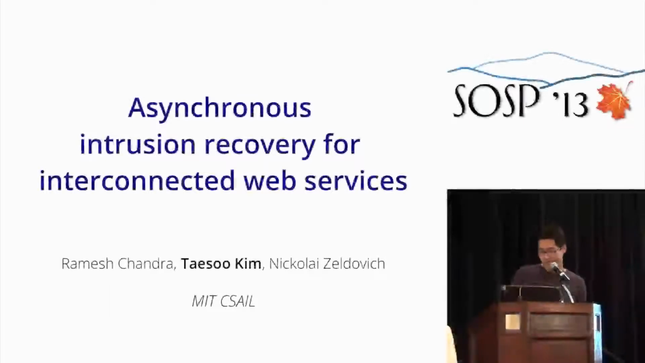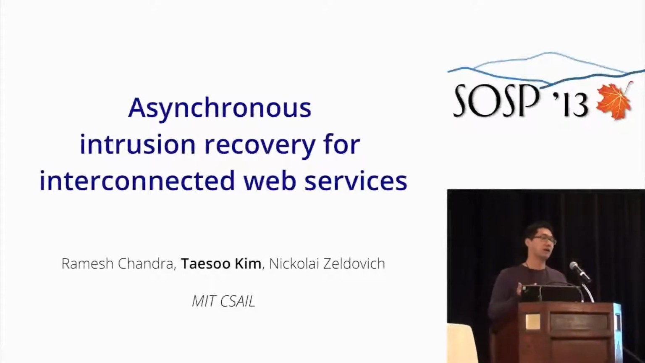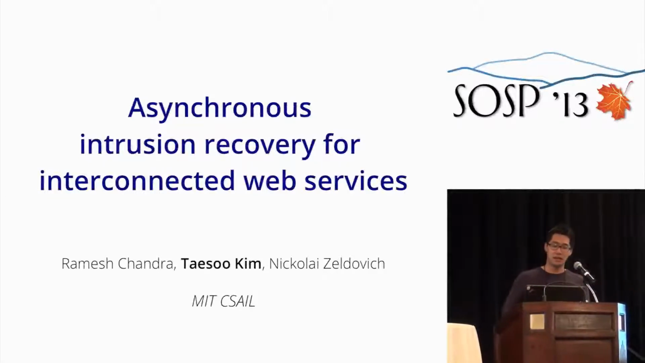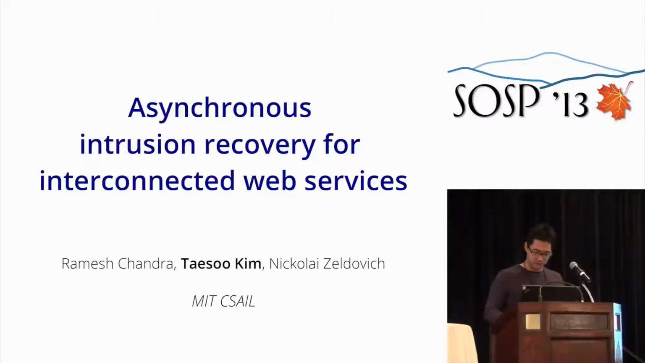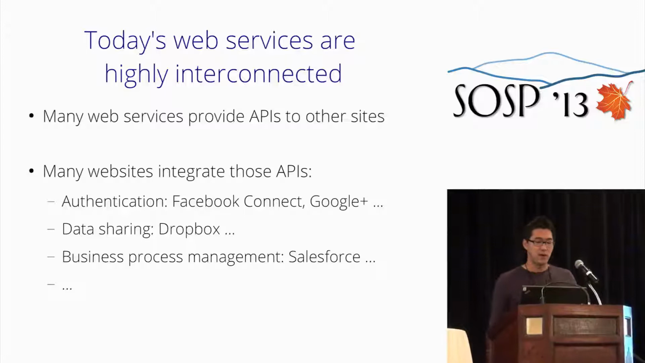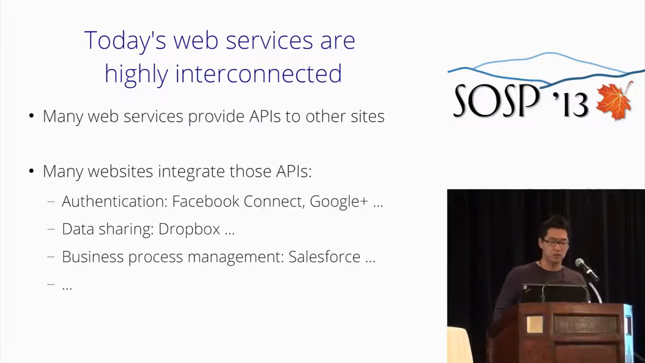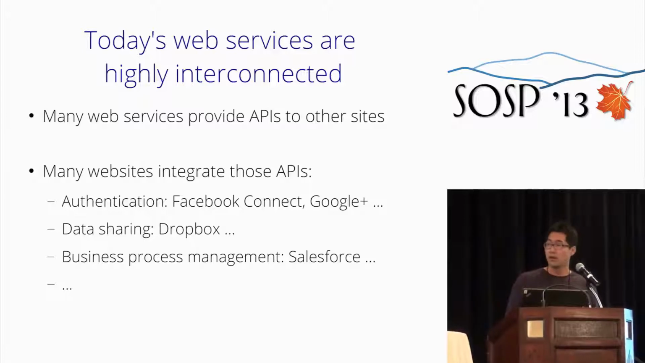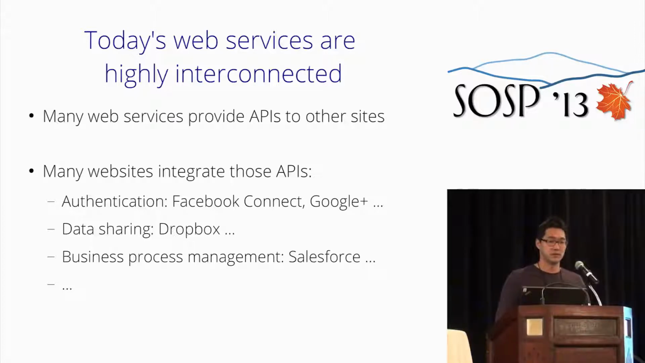Good morning. In this talk, I'm going to talk about how to automatically recover from an attack in interconnected web services. Today's web services are highly interconnected. It means many web services provide APIs, and many other websites integrate those APIs to provide their own service. For example, for authentication, they're using Facebook Connect or Google Plus-like systems. For data sharing, they're using Dropbox-like storage systems.